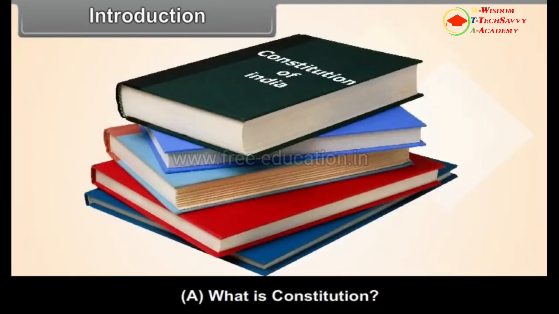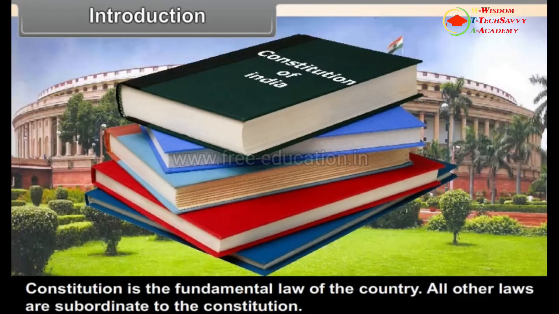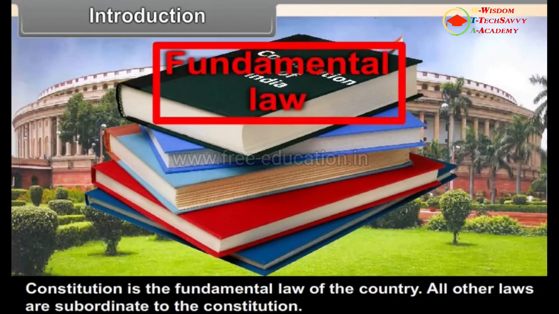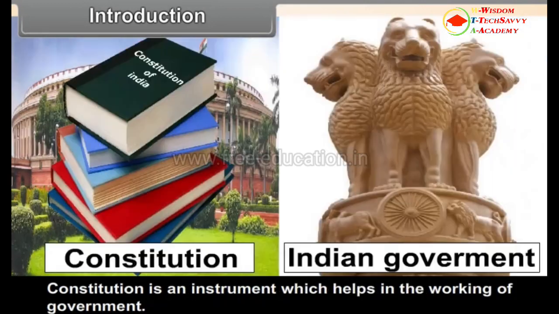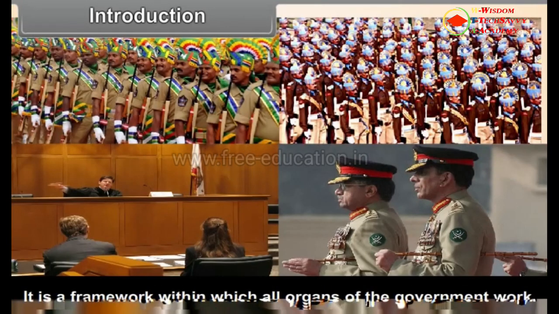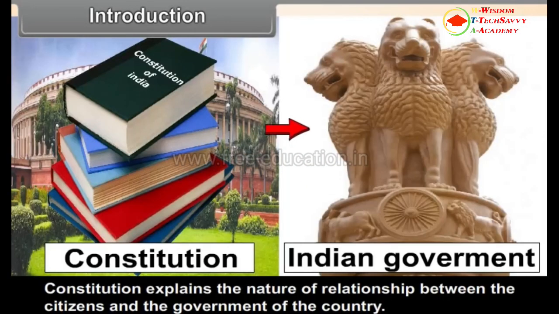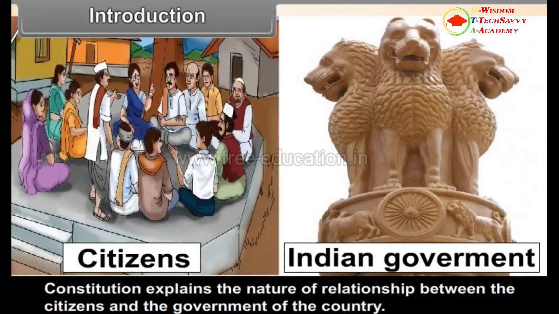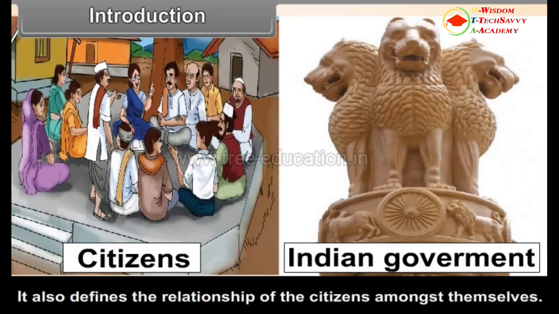A. What is Constitution? Constitution is the fundamental law of the country. All other laws are subordinate to the Constitution. Constitution is an instrument which helps in the working of government. It is a framework within which all organs of the government work. Constitution defines the nature of the relationship between the citizens and the government of the country. It also defines the relationship of the citizens amongst themselves.